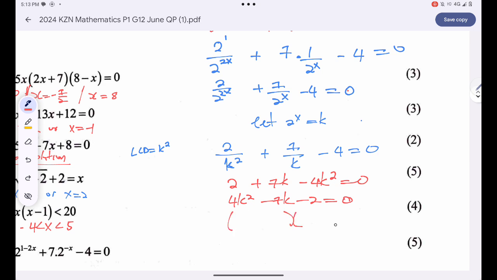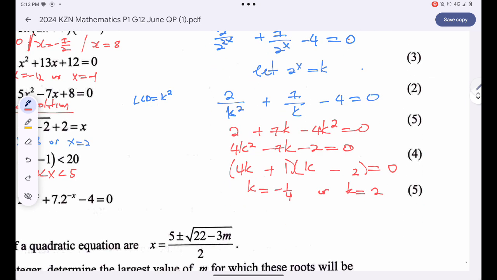I can therefore factorize over there. I simply have 4k, k, 2 and 1, minus and plus. Then k is basically negative 1 over 4, or k is just equal to 2. But remember, guys, I was not solving for k. K was just helping me to get to the solution quicker. So whenever I come across k, I need to substitute 2 to the power x back.